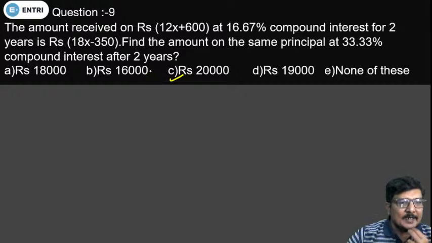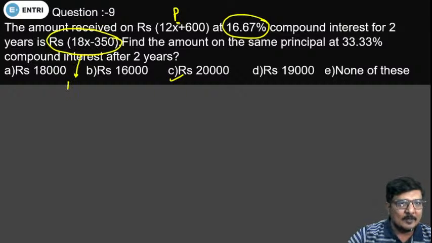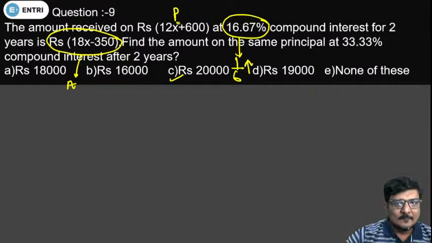Now what we have been provided with: the amount received on rupees 12x plus 600. This is our principal at 16.67%. This is our rate of interest. Compound interest for 2 years is rupees 18x minus 315. This is your amount. Okay. So the value of 16.67% is 1 by 6. And when we are compounding, we will be increasing the value by 1 by 6.